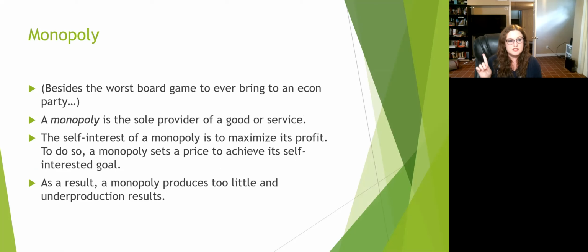Let me tell you a secret about economists. I don't know how many of y'all hang out with the econ professors or how many of y'all will be econ professors or get your masters or be econ majors if you decide to be econ majors. But one thing that you will eventually learn about people who study economics for a living is do not bring monopoly to that party.